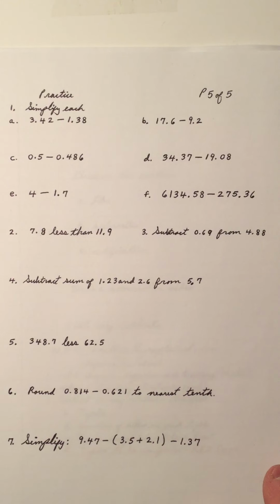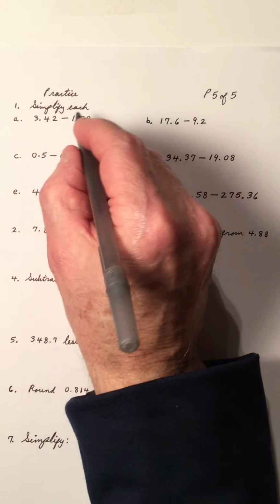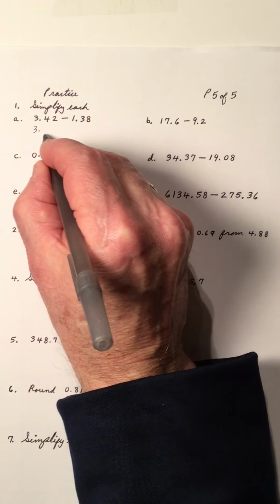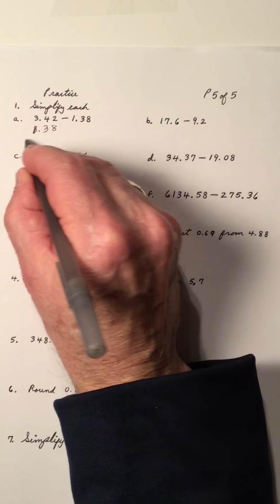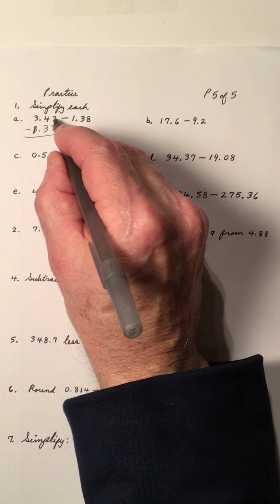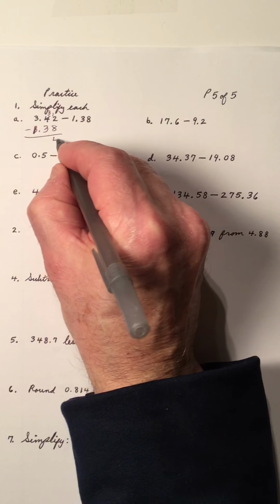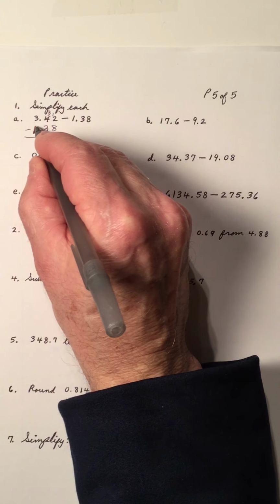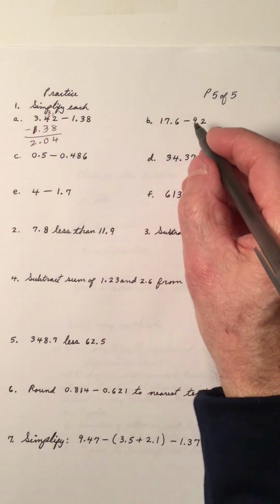Now you have a whole page of practice. So you can pause the video, work all these out. Now you can do these with a calculator too, but really I like to use the pen all the time. Practice with the pen. Let's go. Subtract 1.38. We're going to subtract. 2 subtract 8 can't do it, so that becomes a 3, and that's a 12. 12 subtract 8 is 4. 3 subtract 3 is 0. 3 subtract 1 is 2, so it's 2.04.